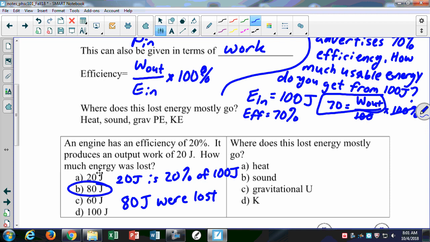All right, so the answer here is heat. Most of that goes into heat, but some of it does go into sound. And depending on what your engine is doing, some of it might go into gravitational potential energy, and some of it goes into kinetic energy too. That's the energy that drives the car, so that's not energy that's lost. I'm sorry. So it's mostly heat and sound.